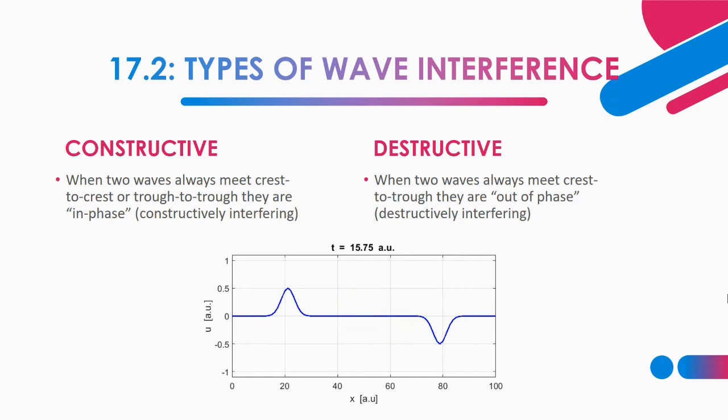If they meet always crest to trough, they are out of phase. They are destructively interfering. So here in the GIF, we have two troughs and then they temporarily add up. That was constructive because it was trough to trough, and you could see that the amplitude was twice as big. Now we're going to have constructive again, two crests, and they temporarily added together to make something that had twice the amplitude. Destructive, we have a crest and a trough. They cancel each other out and then continue moving.